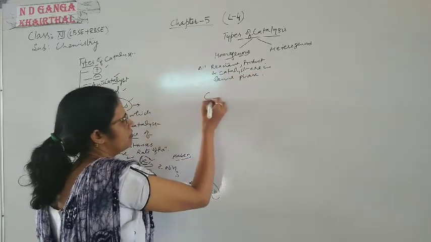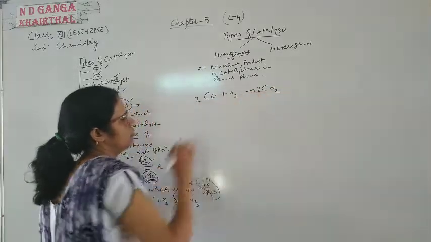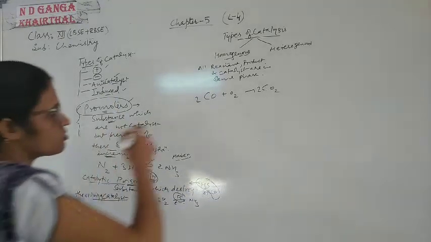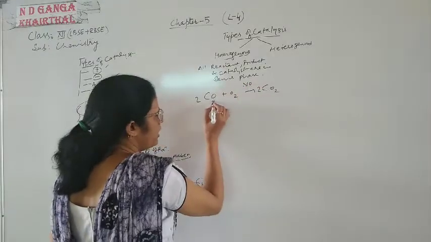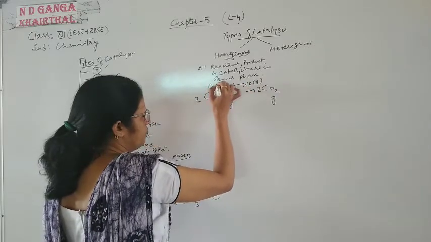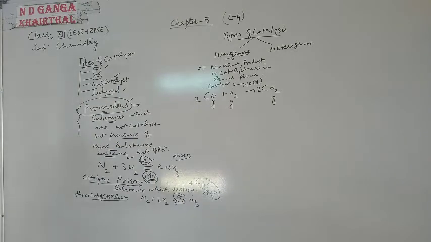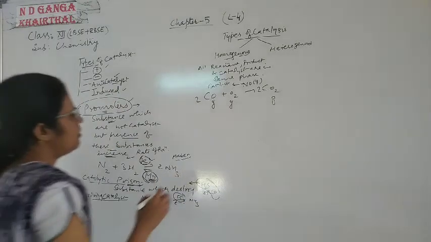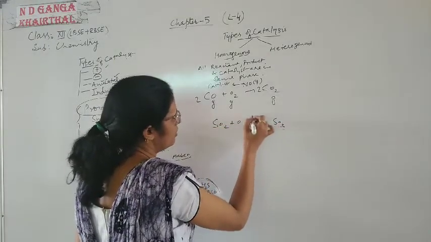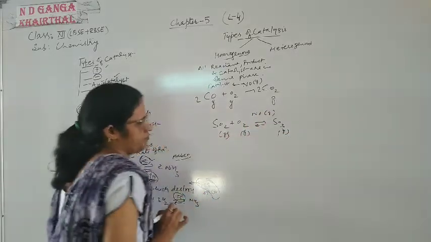For example, CO plus O2 gives CO2. In this reaction, what we see, this reaction is going on in presence of NO. So the reactants are gas, and NO is also gas, and it is a catalyst. So this reaction is an example of homogeneous catalysis. In a similar manner, SO2 plus O2 gives SO3. Again, NO is gas, this is gas, this is gas. Clear?